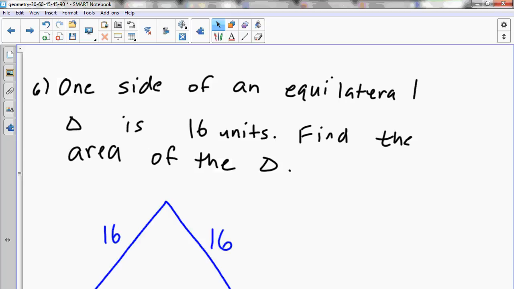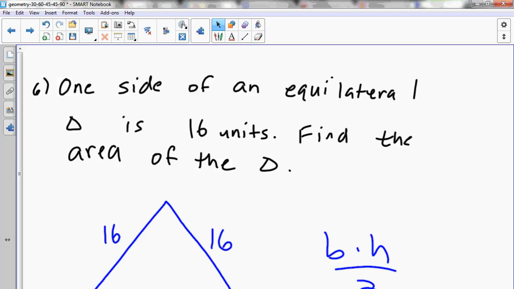I wish it would have asked for the perimeter. That would have been a lot easier, right? It would have been 48. But it asked for the area. What's the area? So base times height divided by 2, or you say 1/2 base times height. Either way. Now, what's missing in all this?